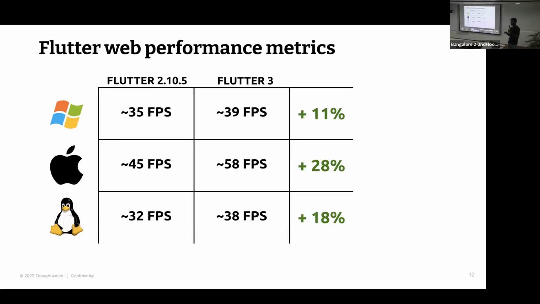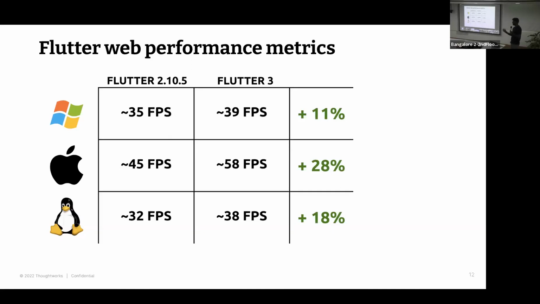So I was just explaining the metrics of Flutter web performance. Before Flutter 3.0, this was almost at 35 FPS. And with the Flutter 3 release last year and enhancements over time since then, this has been made at least 39 FPS on Windows platforms, which is an 11% increase. Compared to that, on macOS this has been made at least 58 FPS. On par, so right now with the 3.9 release, it's almost at 60 FPS consistently.